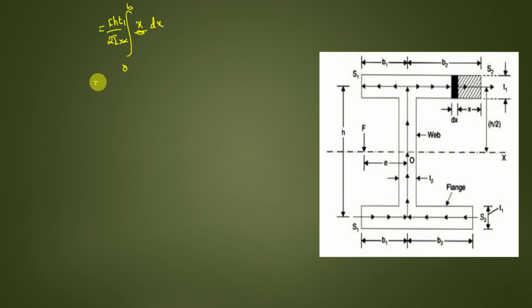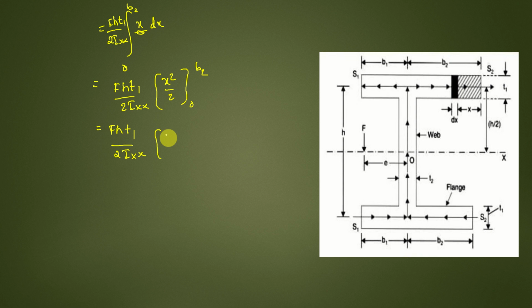So let us apply integration. What will I get? F h T1 by 2 Ixx into x square by 2, with limits from 0 to b2. Now F h T1 by 2 Ixx into b2 square by 2 minus 0 square by 2. So ultimately that is F h T1 b square by 4 Ixx, that is S1.